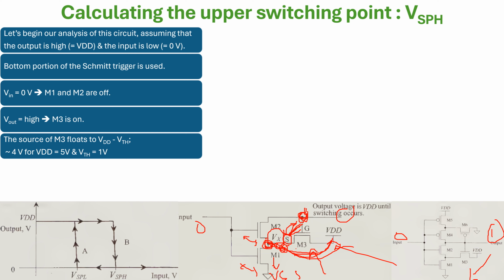So now what is that? This device is already turned off. This device turns off the moment Vx reaches VDD minus VTH. We can say Vx floats at VDD minus VTH of M3. Just for an example, assume VDD is 5 volts and VTH is 1 volt. Then Vx floats at 5 minus 1, which is equal to 4 volts.